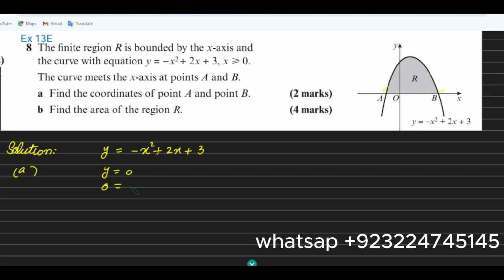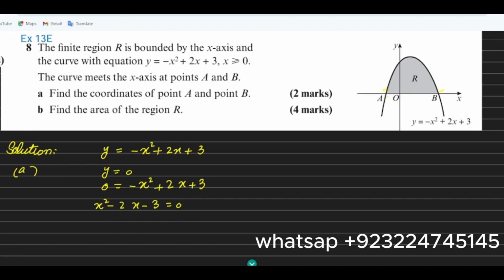We get 0 equals minus x squared plus 2x plus 3. In other words, we can write x squared minus 2x minus 3 equals 0. When we take minus common, we get x squared, and the other signs will be changed: minus is positive, the positive 2x becomes negative 2x, and plus 3 becomes minus 3.